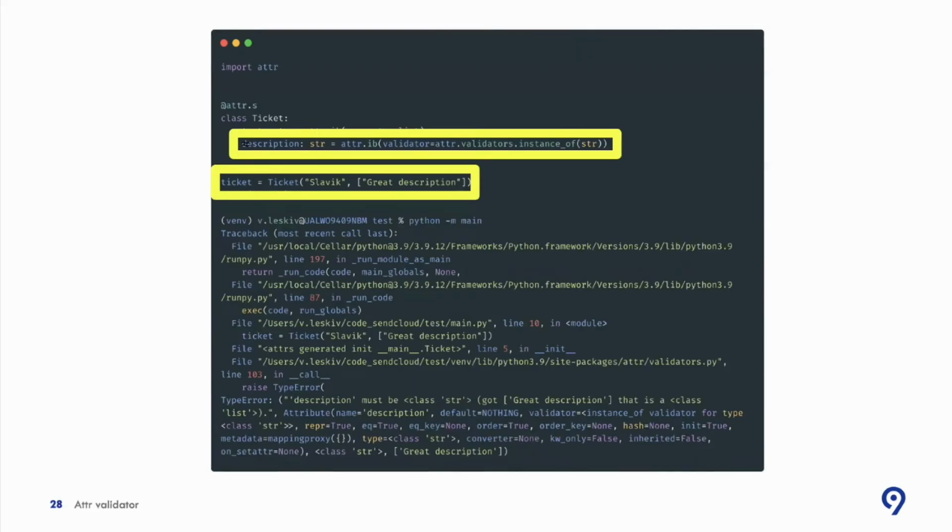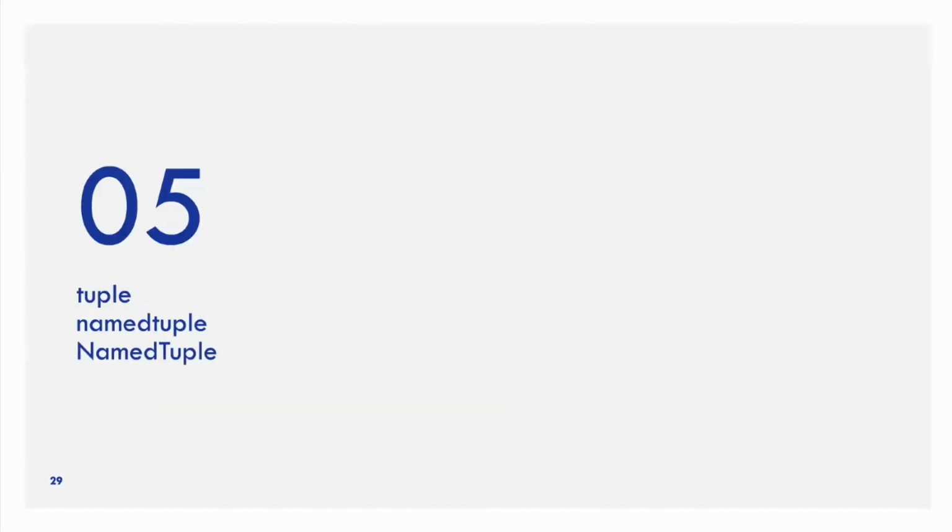Also, attrs has validators. Validators are for when you really want to make sure that the field you're receiving will be absolutely correct. The error here isn't perfect. There are libraries that do way better errors, but hey, it's still something. It's mostly readable, I'll say.